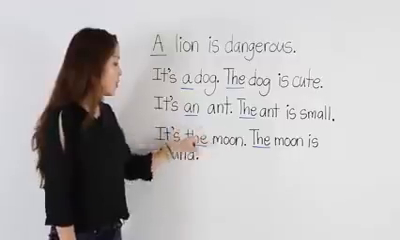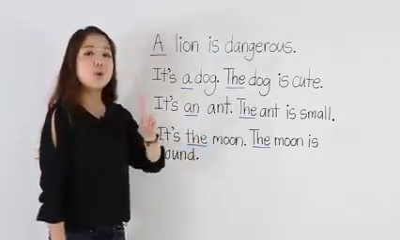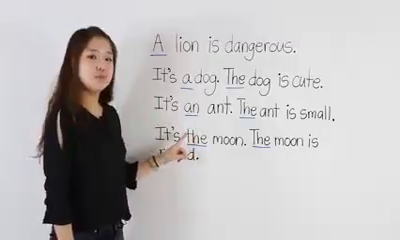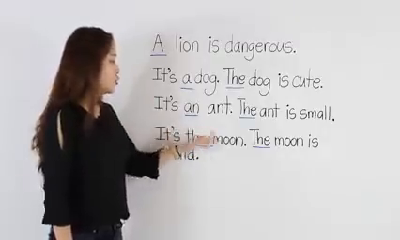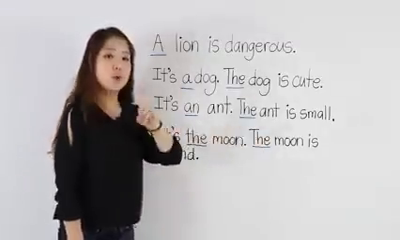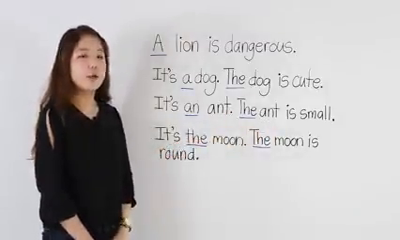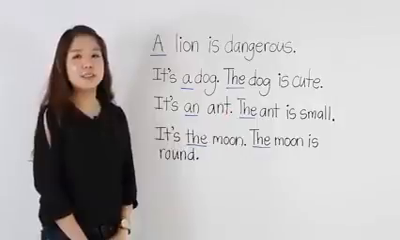I have to say "the moon" because there's only one moon. I cannot say "a moon." It's the moon. The moon, only one, is round. Okay, let's look at some more examples.